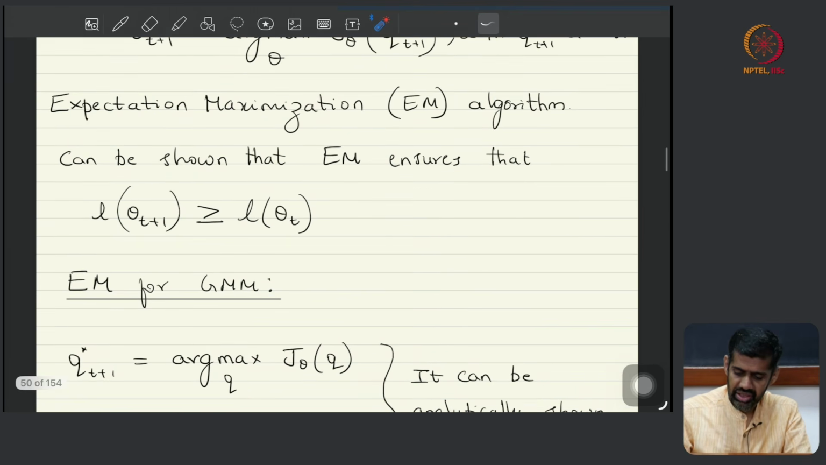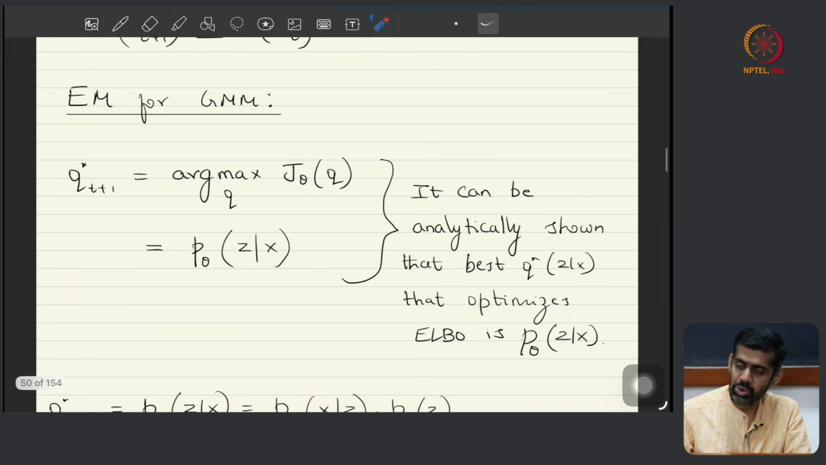I will just tell you how to do it. What is the maximum value that the ELBO can take? It is a lower bound. What is the maximum value that it can take? The bound becomes tight, which is equal to the likelihood. So the question that I am asking is, what value of q will make this lower bound equal to the likelihood? Ask that question and try to find out what is that q that would maximize the bound, and you will find that to be p theta of z given x.